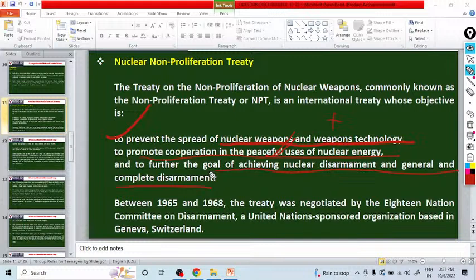Between 1965 and 1968, the treaty was negotiated by the 18-nation Committee on Disarmament under the United Nations sponsor organization based in Geneva, Switzerland. What is the Committee on Disarmament? It was formed by the United Nations and headquartered in Geneva in Switzerland.